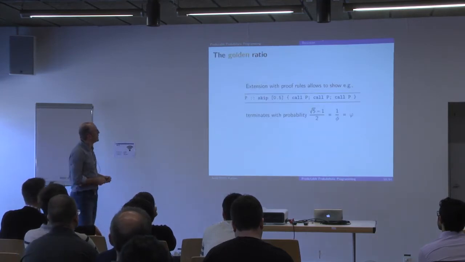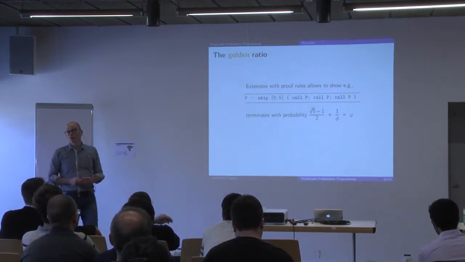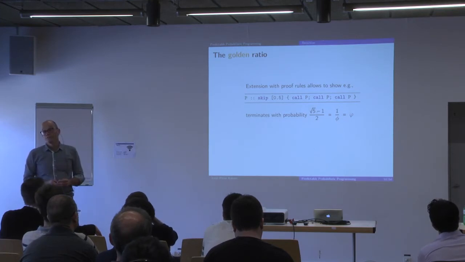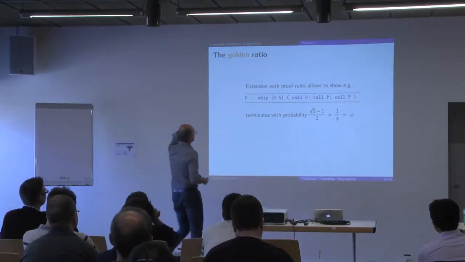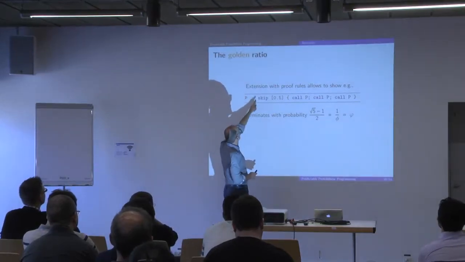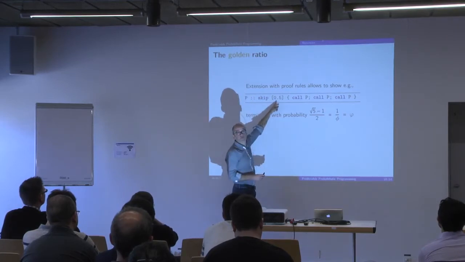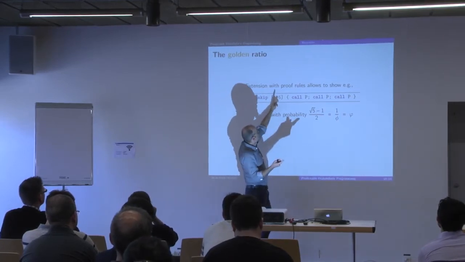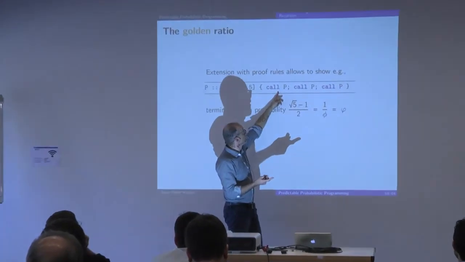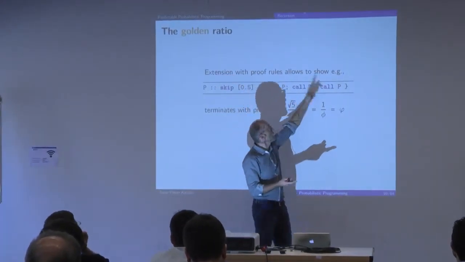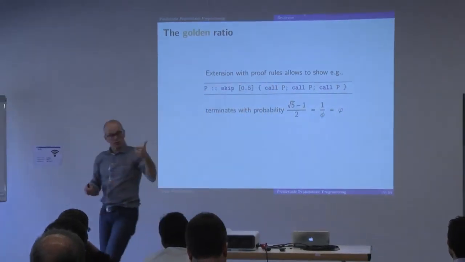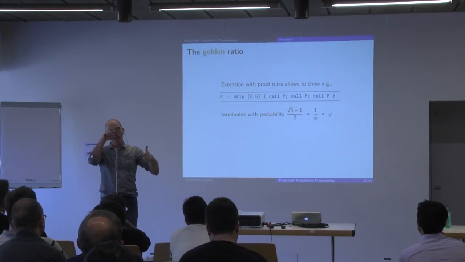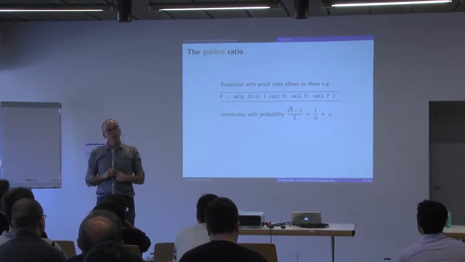I'm almost done. So the termination probability turns out to be the golden ratio of this program. And the way to see this, intuitively speaking, is the probability that this is going to terminate is 1 times a half, so it's a half, plus a half times the termination probability of P times the termination probability of P times the termination probability of P. So you have to solve the equation. Your termination probability x equals a half plus a half times x to the power 3. And the solution of this is the golden ratio.